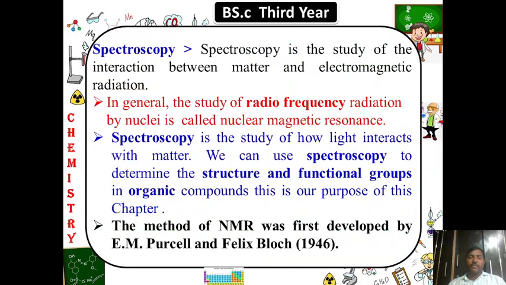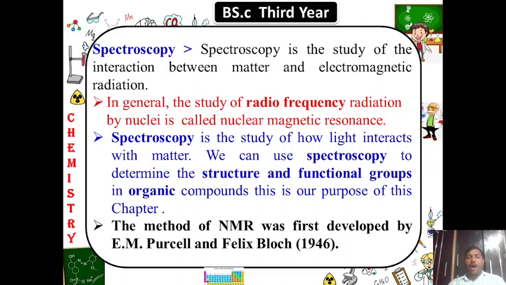Then, spectroscopy. What is meant by spectroscopy? Spectroscopy is the study of the interaction between matter and electromagnetic radiation. Spectroscopy is nothing but the interaction between electromagnetic radiation and that matter or compound, and we get some signals from that. That is spectroscopy. In general, in NMR spectroscopy, radio frequency radiation is used, and absorption by nuclei is called nuclear magnetic resonance.